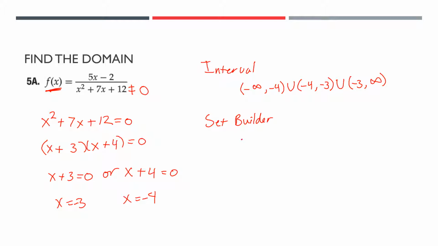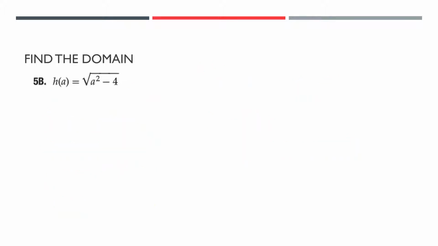Set builder notation. So I need x such that x does not equal negative 4, x does not equal negative 3, and we can write it saying x has to be a real number. And that's the set builder notation. All right, let's try this again with another domain. So we need to find the domain of this.